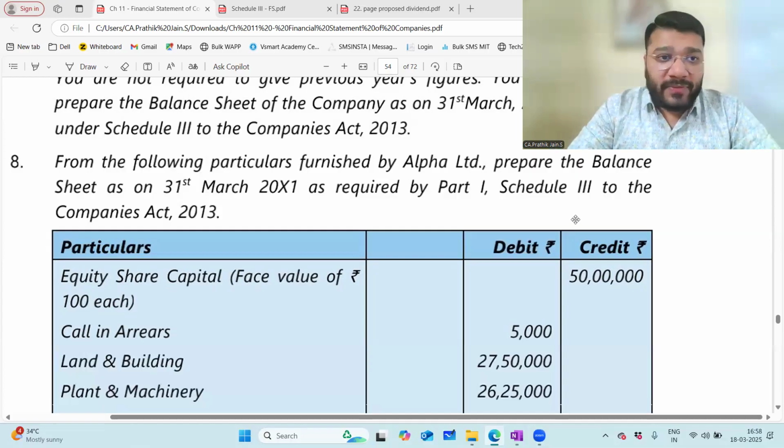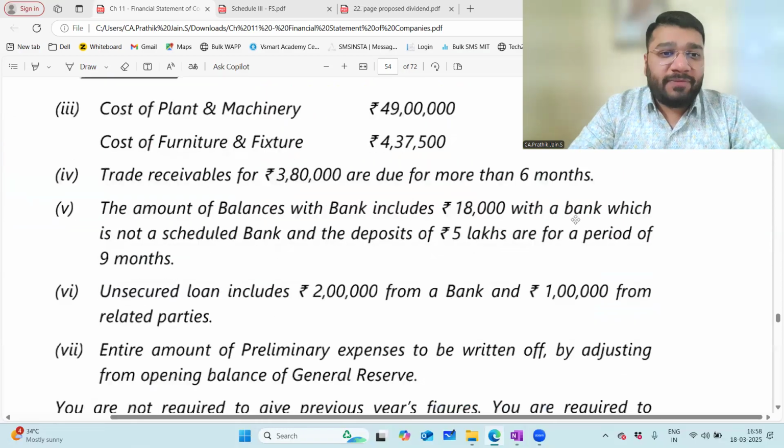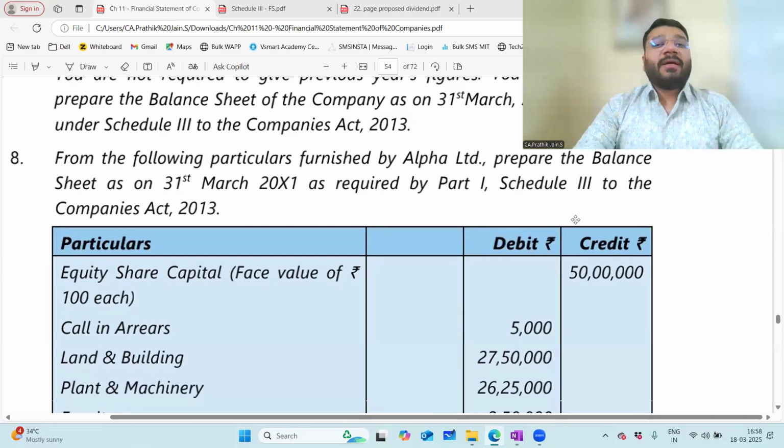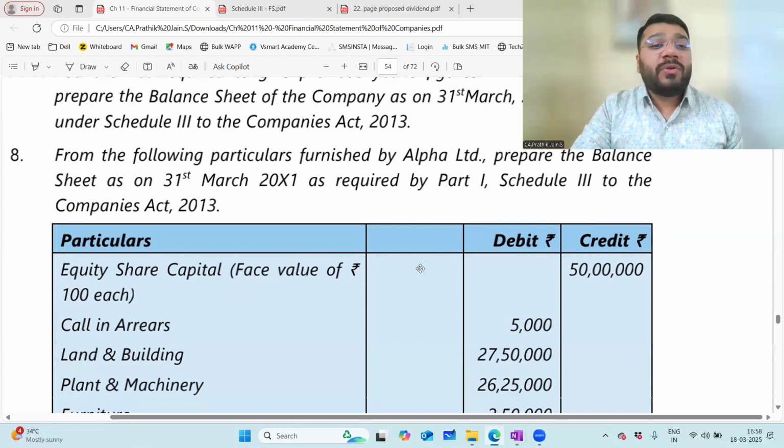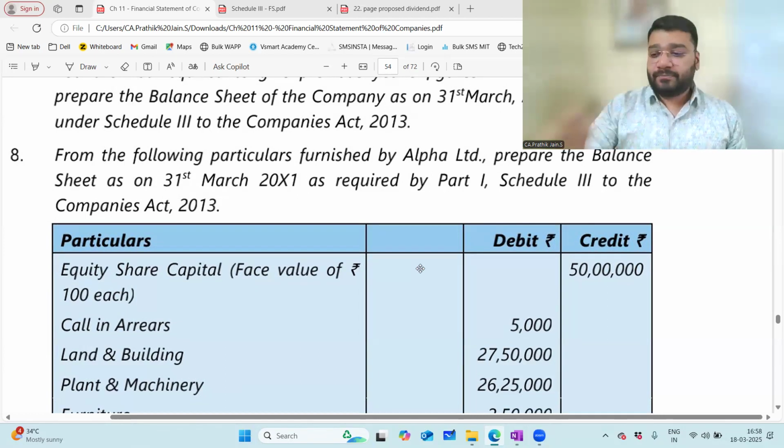The page number of this is 11.54. It says that from the following particulars furnished by Alpha Limited, prepare the balance sheet as on 31st March 2001 as required by Part 1, Schedule 3 of Companies Act 2013.